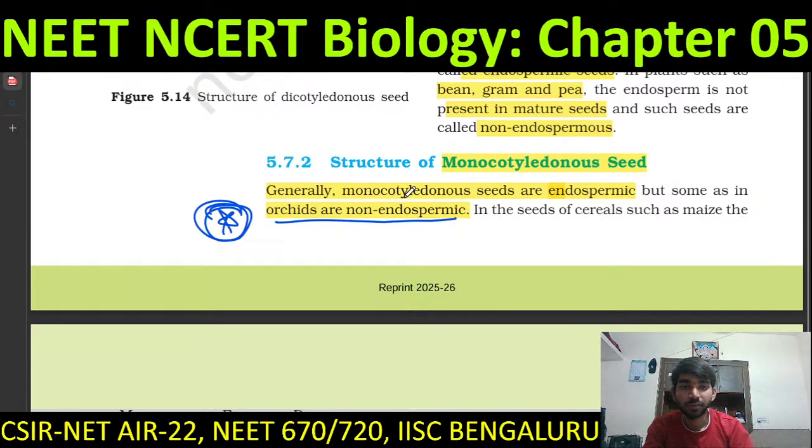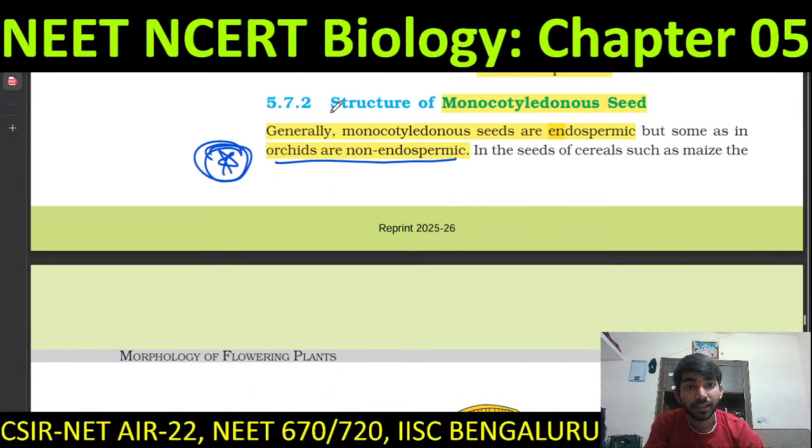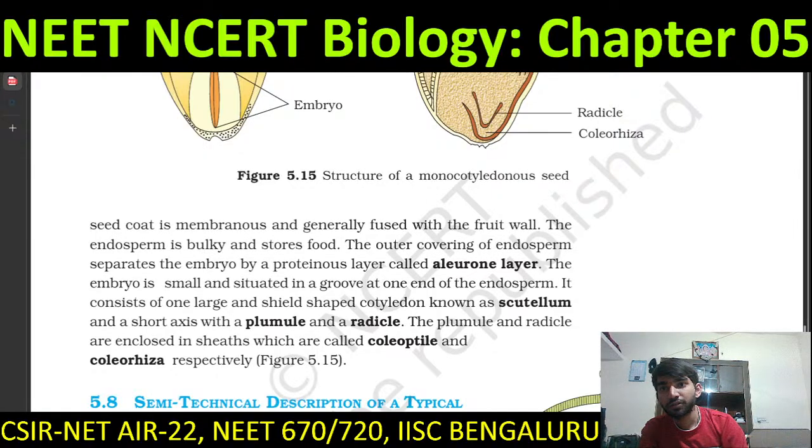Orchids are non-endospermic. Mostly they are endospermic, the monocots. In the seeds of cereals such as maize, the seed coat is membranous, generally fused with the fruit wall. Endosperm is bulky and stores food because most of the monocots have endosperm. Outer covering of endosperm separates the embryo by proteinaceous layer called as aleurone layer. So remember the proteinaceous layer is called aleurone layer.